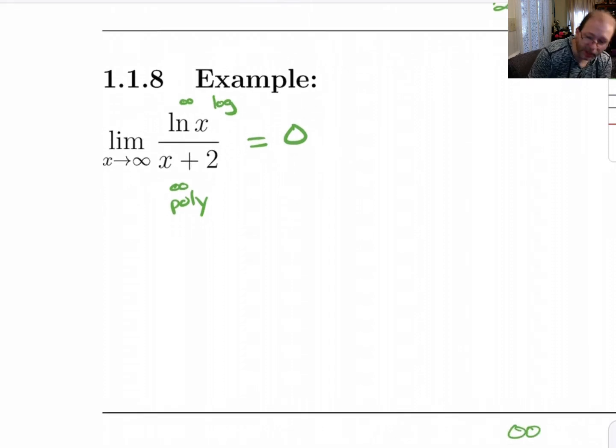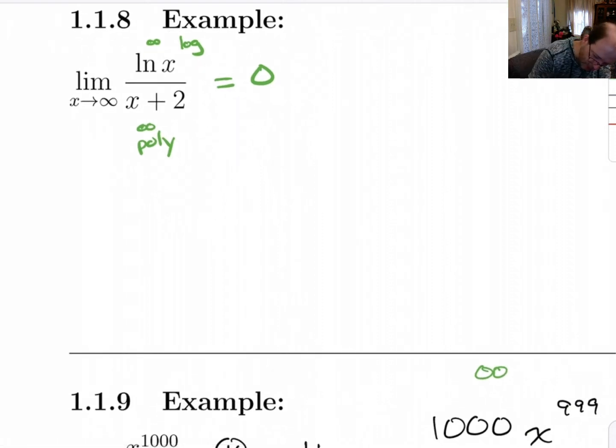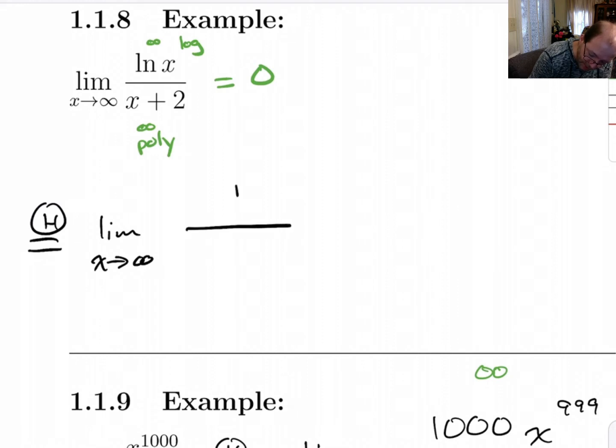Now, if we wanted to, let's actually do this one using L'Hopital's rule, because I think it's worthwhile to do. If we did it using L'Hopital's rule, we've got the limit as x goes to infinity. The derivative of natural log x is 1 over x. The derivative of x plus 2 is just 1. And so you've got 1 over x, 1 over infinity, which gives you 0.